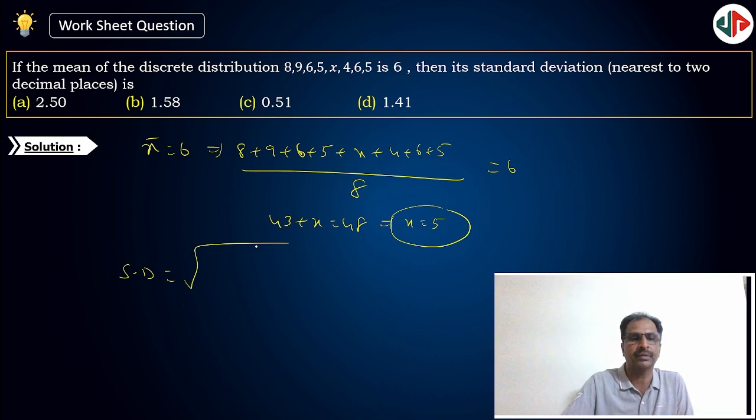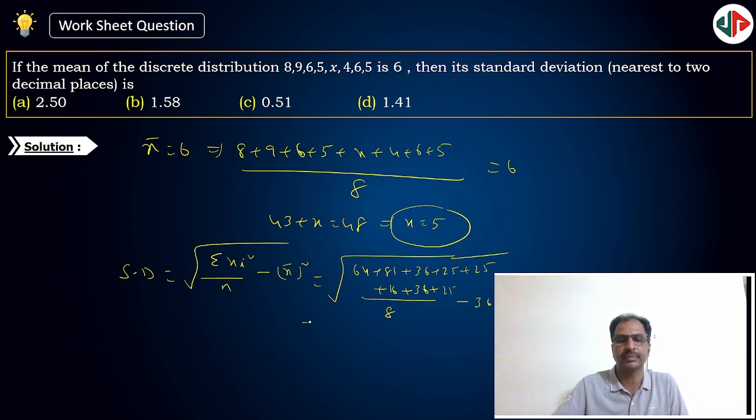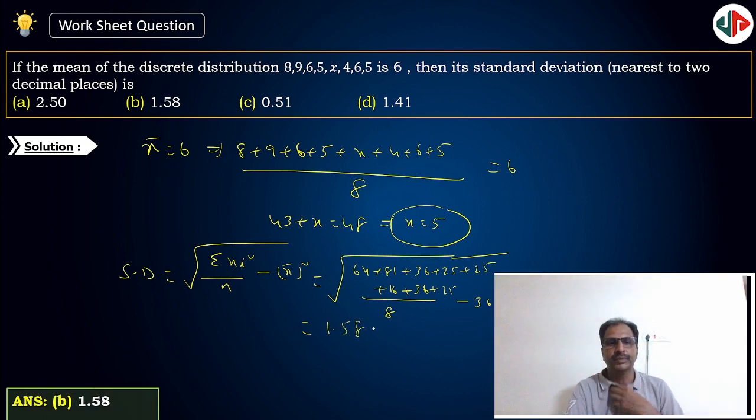Standard deviation is nothing but under root sigma xi square by n minus x bar whole square. Sigma xi square means you have to square all the values. So 64 plus 81 plus 36 plus 25 plus x square, which is again 25, 4 square 16, 6 square 36, 5 square 25, by number of observations 8, minus x bar whole square is 36. If you simplify this, you get the answer as 1.58. Option B.